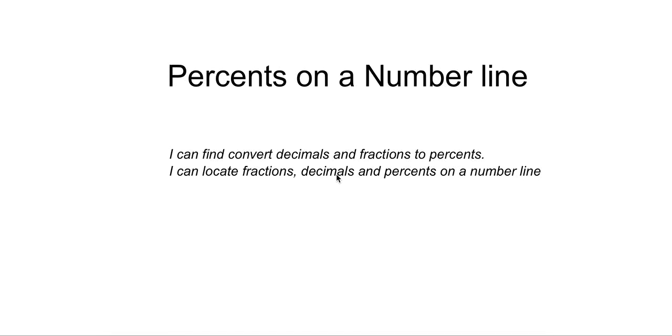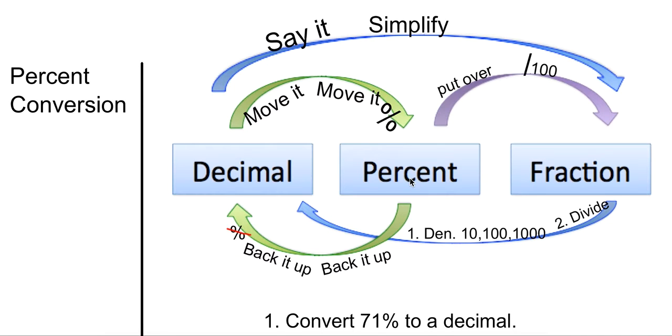Number line. I can convert decimals and fractions to percents. I can locate fractions, decimals, and percents on a number line. So you should have this in your notes from yesterday. Remember following your arrows: wherever you're starting, follow your arrow to where you want to get to. So the first one says convert 71% to a decimal.